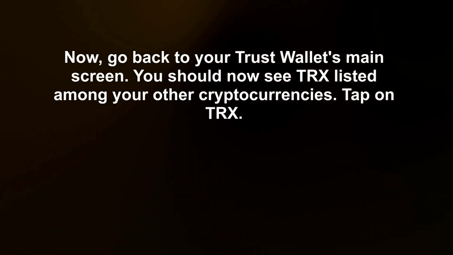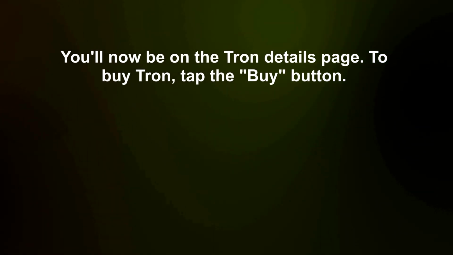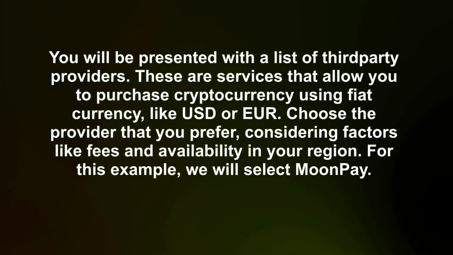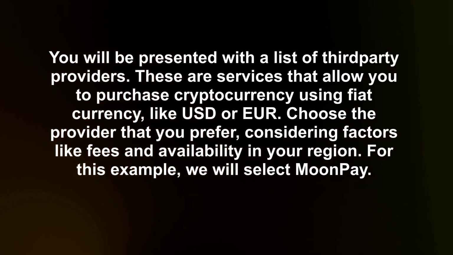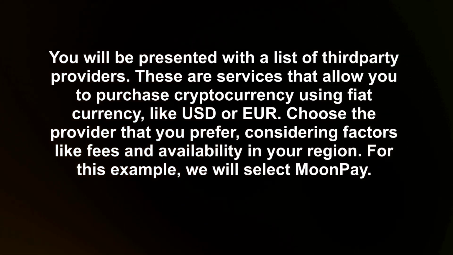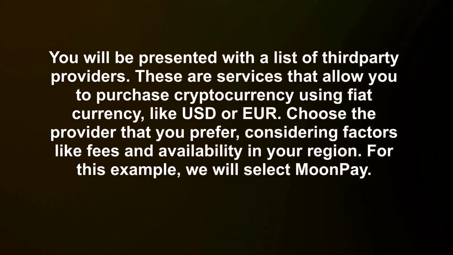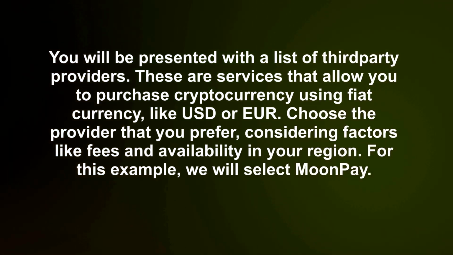You should now see TRX listed among your other cryptocurrencies. Tap on TRX. You'll now be on the Tron details page. To buy Tron, tap the buy button. You will be presented with a list of third-party providers. These are services that allow you to purchase cryptocurrency using fiat currency, like USD or EUR. Choose the provider that you prefer, considering factors like fees and availability in your region. For this example, we will select MoonPay.